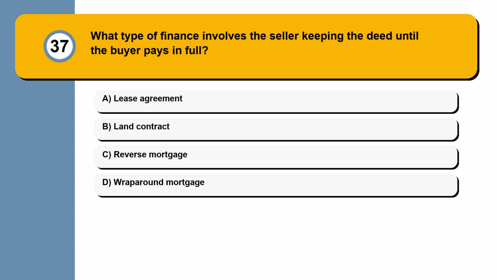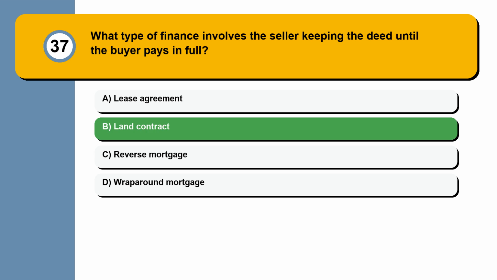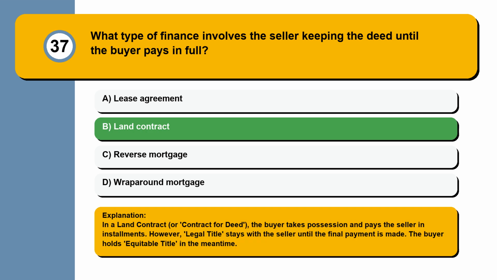Question 37. What type of finance involves the seller keeping the deed until the buyer pays in full? Lease agreement, land contract, reverse mortgage, wraparound mortgage. In a land contract, or contract for deed, the buyer takes possession and pays the seller in installments. However, legal title stays with the seller until the final payment is made. The buyer holds equitable title in the meantime.